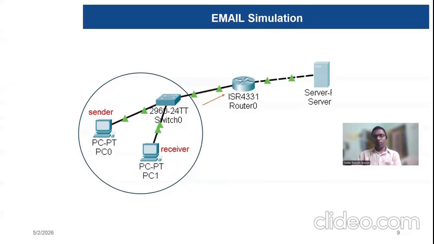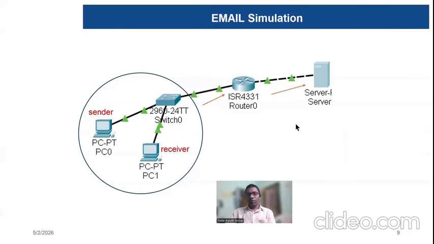In order to connect to the internet, this router will in turn connect to the server. This server is going to act as an email server. In this email server, all the domains will be registered. While sending emails, we have to register with a domain like gmail.com, rediffmail.com, hotmail.com, yahoomail.com. So different domains will be there, and those domains are registered with this server.